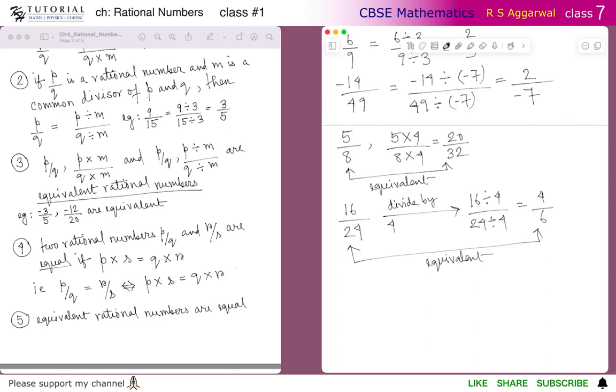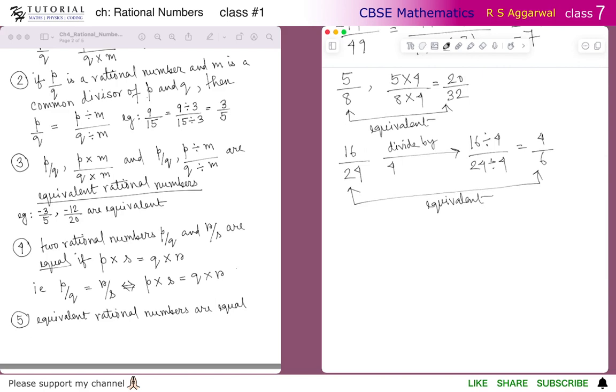Because I have obtained the rational number 4 by 6 from the rational number 16 by 24 by dividing the numerator and the denominator by 4. So this is the meaning of the definition of two rational numbers to be equivalent. That is, you can obtain one rational number from the other by multiplying or dividing with some same non-zero integer.